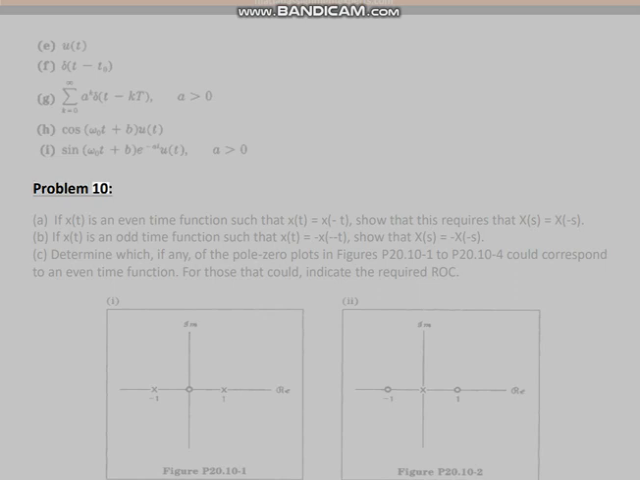Problem 10. A. If x(t) is an even time function such that x(t) equals x(-t), show that this requires that X(s) equals X(-s). B. If x(t) is an odd time function such that x(t) equals -x(-t), show that X(s) equals -X(-s). C. Determine which, if any, of the pole-zero plots in figures P20.10-1 to P20.10-4 could correspond to an even time function. For those that could, indicate the required ROC.